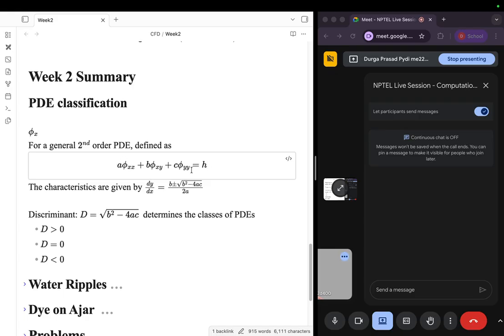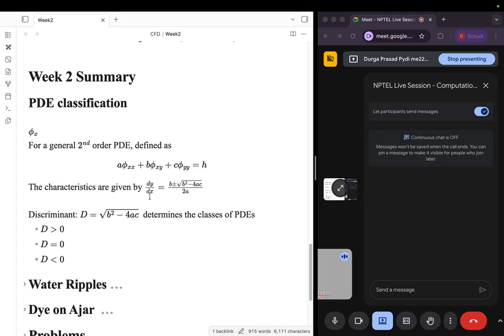then what this tells us is the characteristic equation is given by this particular form, where dy/dx is (b plus or minus square root of b squared minus 4ac) divided by 2a, where this is our discriminant. Depending on the value of the discriminant, we can decide which type of equation it is. And how is that physically relevant? If this particular value is positive, then we have real solutions for dy/dx. So those are called the characteristic lines.